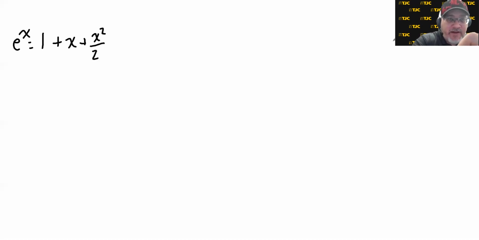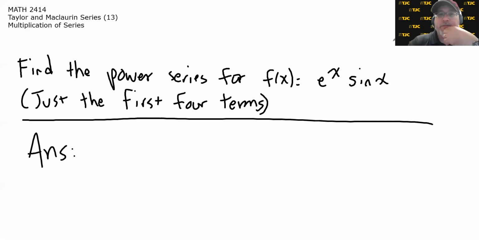We know that e to the x is 1 plus x plus x squared over 2 factorial plus x cubed over 3 factorial plus et cetera, et cetera. Oh, and by the way, you may have noticed, although I didn't mention it, on the previous page in the instructions, that we're just going to list the first 4 terms of this power series.